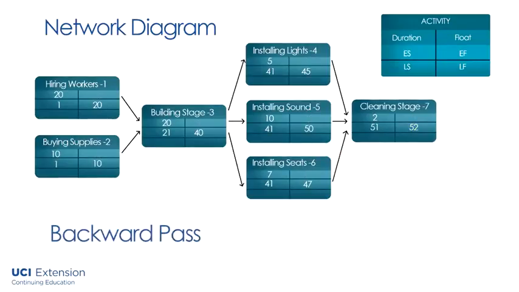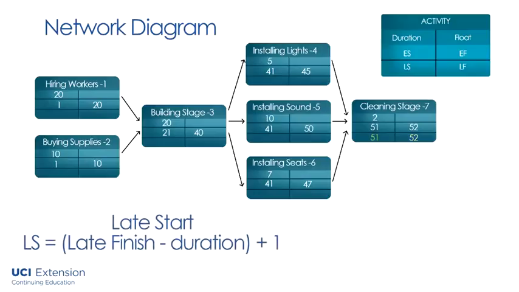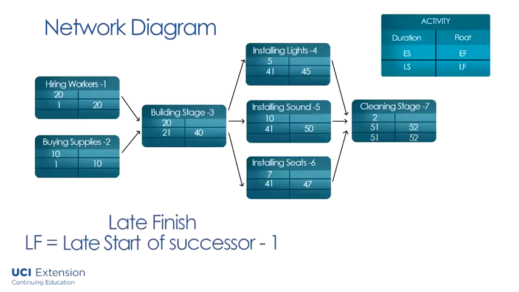Now you're ready for your backward pass. You use this to calculate your late finish and your late start. Begin with your last activity. Your late finish for this is the same as your early finish because your project can only end on 1 day. To calculate your late start, use this formula. Your late start is equal to your late finish minus the duration plus 1. Now the late finish for the activity prior to the last activity is late start of the successor minus 1.